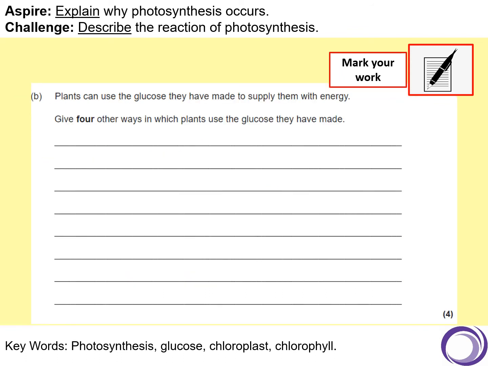And the last question, plants can use the glucose they have made to supply them with energy. Give 4 other ways in which plants use the glucose they have made. So you've got 4 minutes because it's a 4-mark question. So give 4 other ways in which plants use the glucose they have made. So 4 minutes, off you go.